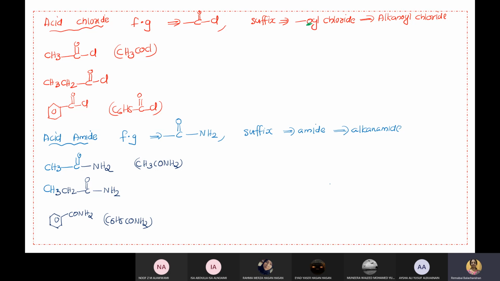So now, the first one has 2 carbon atoms. Can you tell me the name? Ethanoyl. Yes, ethanoyl chloride. Next one, how many carbon atoms are there? 3, so propanoyl. Yes, propanoyl chloride. Next, it's from benzoic acid. Yes, benzoic acid, so it's benzoyl chloride.